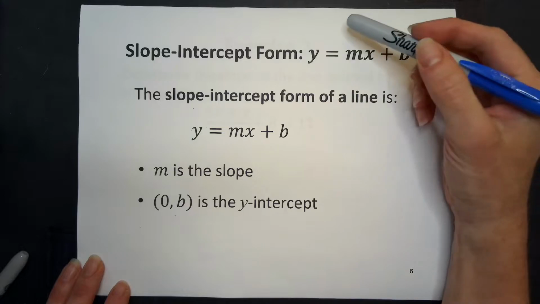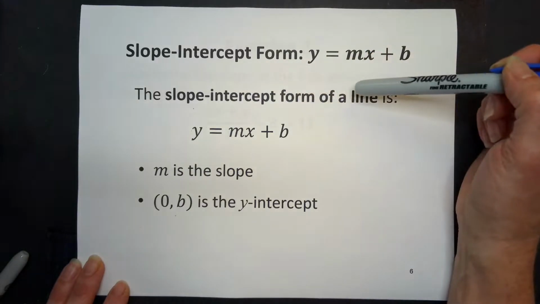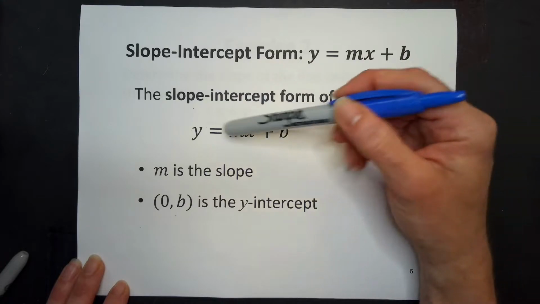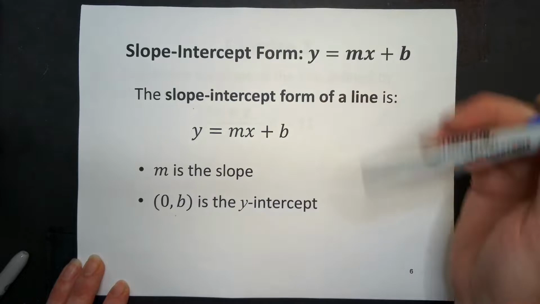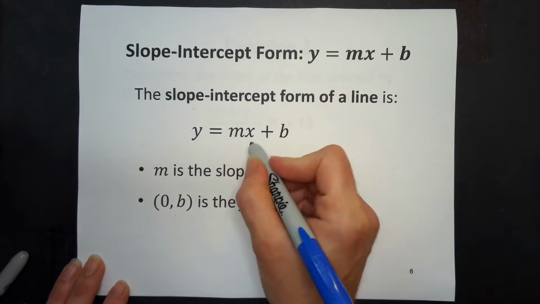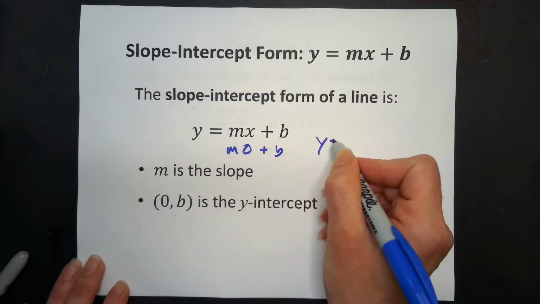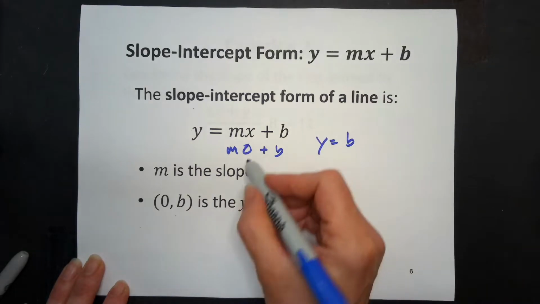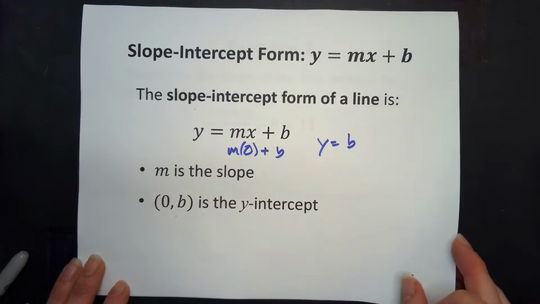The slope-intercept form of a line is y equals mx plus b. The slope-intercept form of a line, once again, is y equals mx plus b. m is the slope, and b is the y-intercept, because we can see that if we plug in 0 for x, we'll just get y equals b back out. And if x is 0, that means we have a y-intercept.